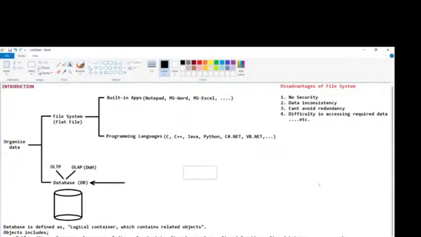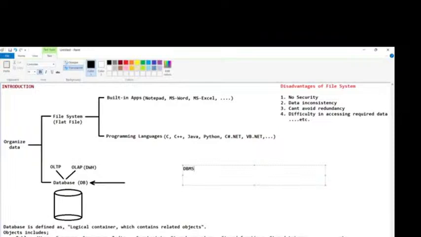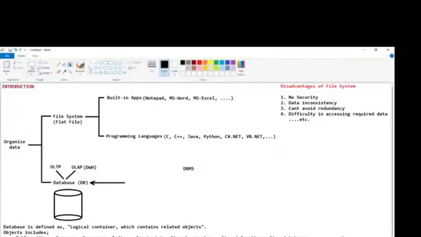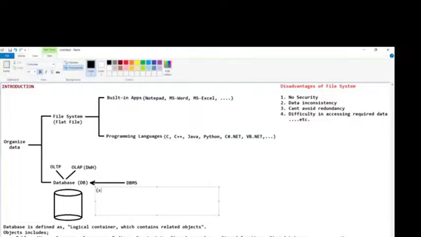To do all those, we are introduced to DBMS, database management systems. How do you describe this? Definition: a collection of software programs used to store, manage, and retrieve data is what the definition says about DBMS.